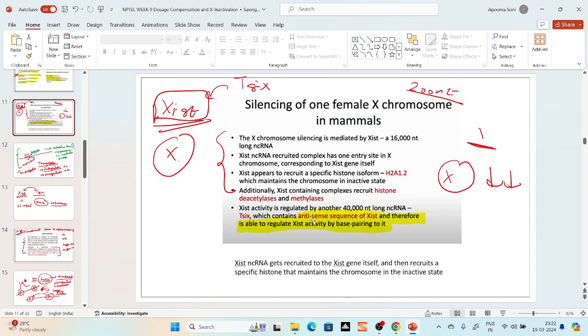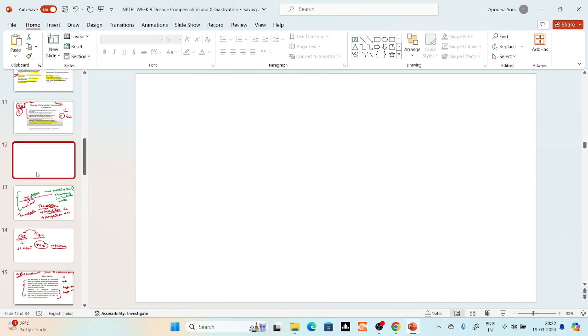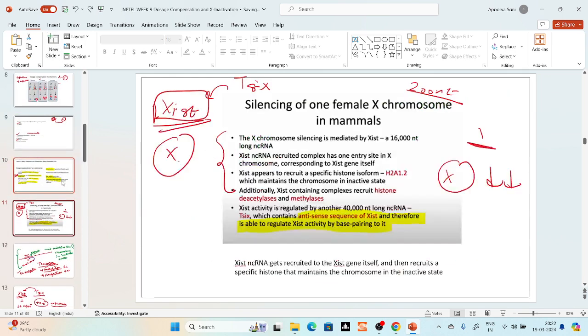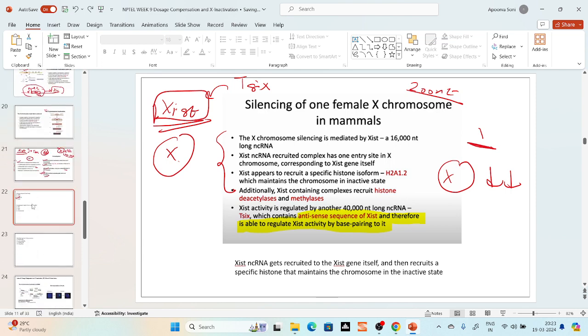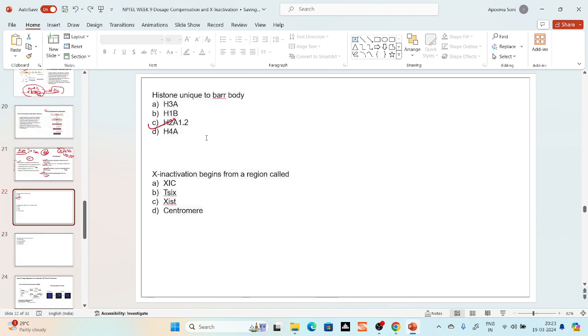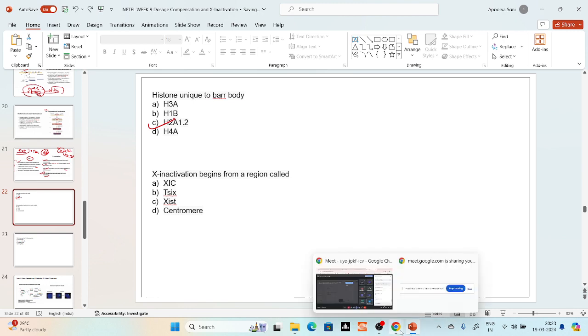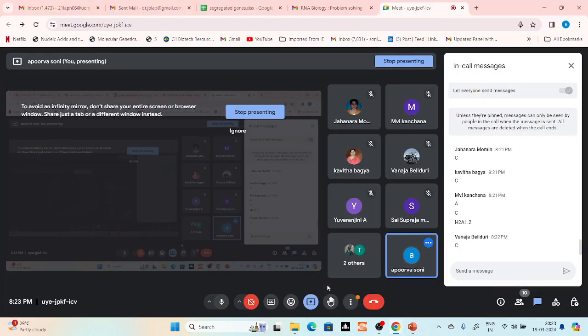See, Xist appears to recruit a specific histone isoform, H2A.1, which maintains the chromosome in an inactive state. That means the chromosome which is maintained in an inactivated stage has a specific kind of histone, which is H2A 1.2. And what is a Barr body? A Barr body is nothing but an inactivated chromosome. That means this inactivated Barr body has H2A 1.2. So Vanaja has also answered it correctly. So the answer is C.